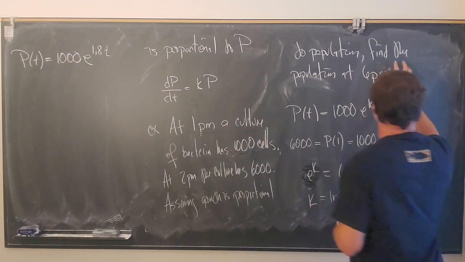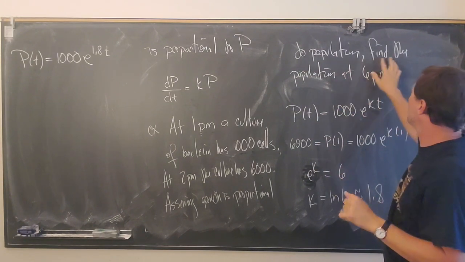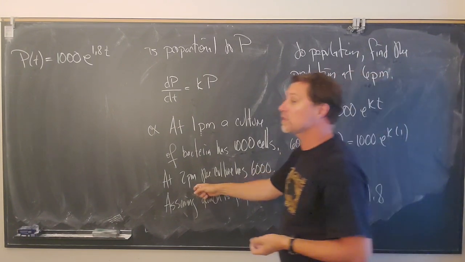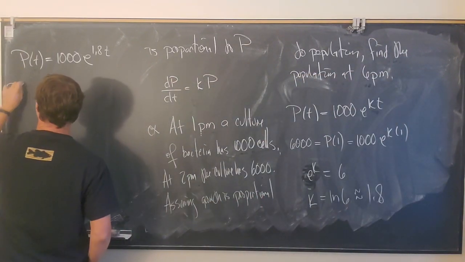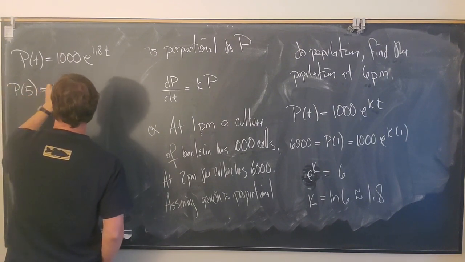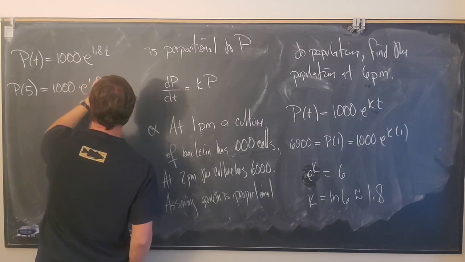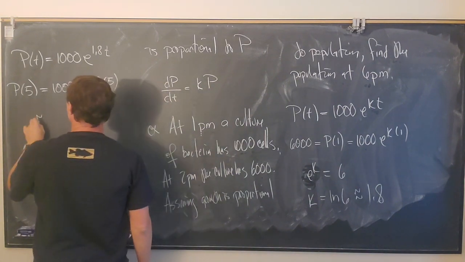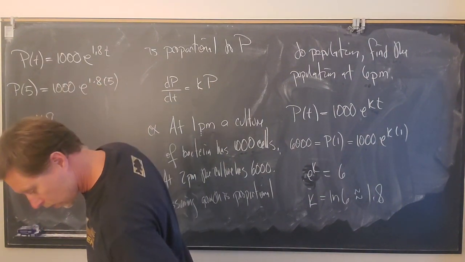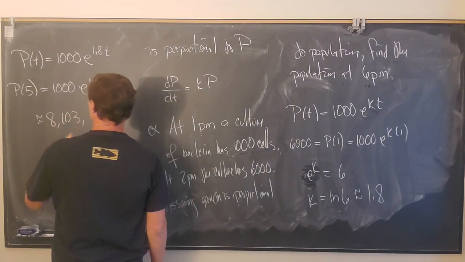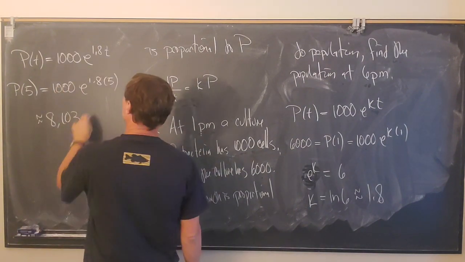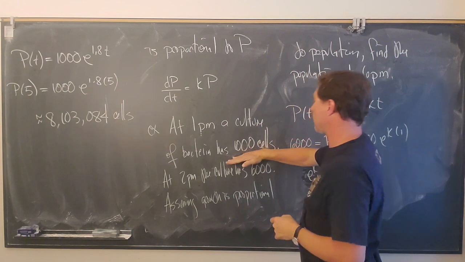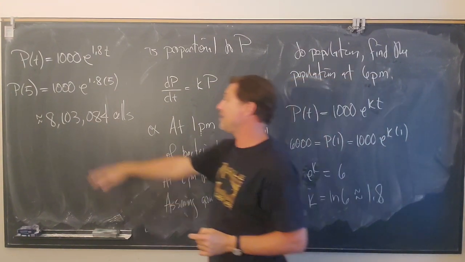All right, once we've got our k, we can answer questions about this now. Find the population at 6 p.m. Well, 6 p.m. is 5 hours later, so what we want is P of 5. P of 5 is 1,000 e to the 1.8 times 5, and I work this out, it comes out to about 8,103,084. So we started off with 1,000 cells, and 5 hours later, we're up to 8 million some cells.